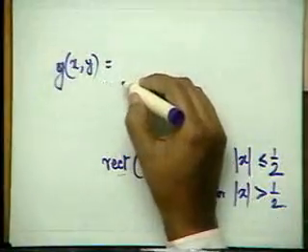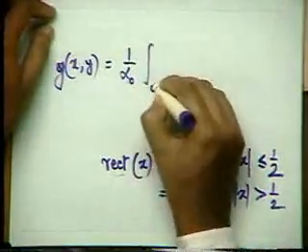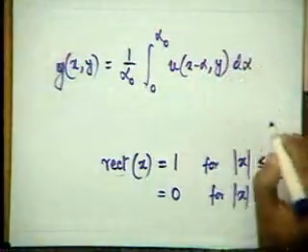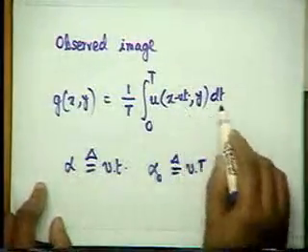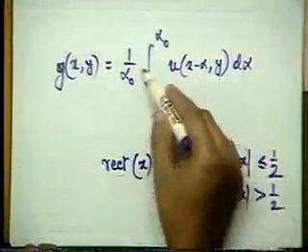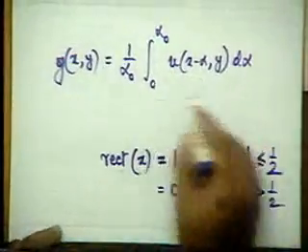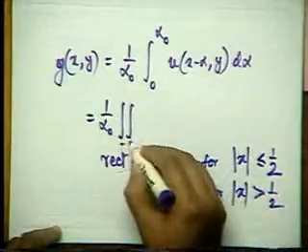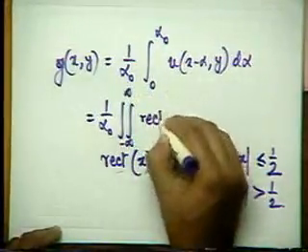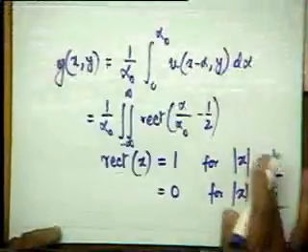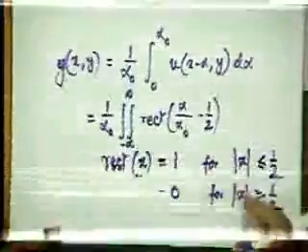This becomes equal to 1 upon alpha 0 integral 0 to alpha 0 u of x minus alpha y d alpha. We are getting this simply by substituting alpha for vt, and instead of writing 1 by capital T, we say 1 by alpha 0, because alpha 0 is nothing but v into capital T. And this can now be described as 1 upon alpha 0 and within double integration limits of minus infinity to plus infinity, described by a rectangular function whose argument is alpha by alpha 0 minus half. This minus half is coming very clearly; you can see that this is there in the definition of the rectangular function itself.